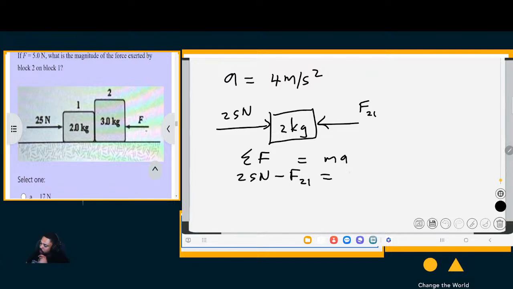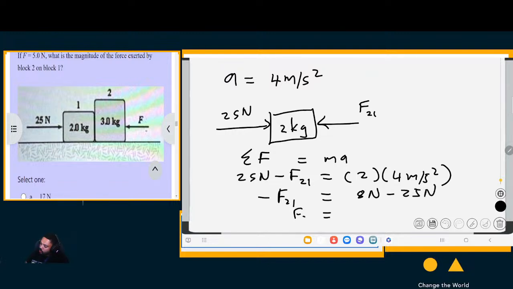The mass of this block is 2 kilograms, and it's accelerating at 4 meters per second squared. This is why I worked out the acceleration first from the whole system. Now we can find this force. Take 25 to the opposite side; we have negative F21 staying on this side, so 8 newtons minus 25 newtons gives us F21. The force that block 2 has on this one is equal to 17 newtons.